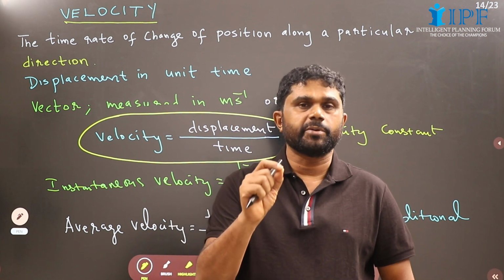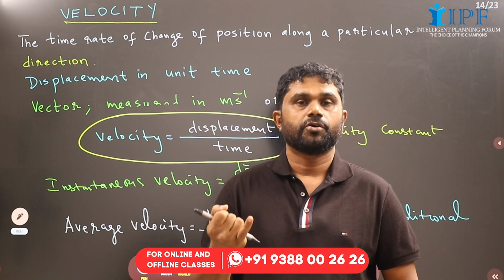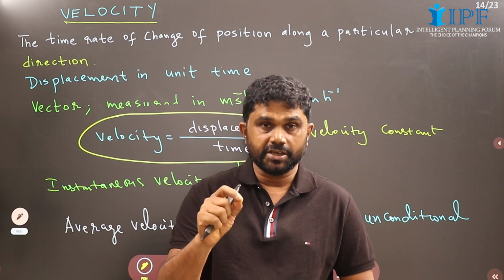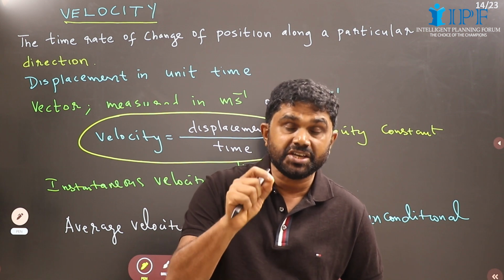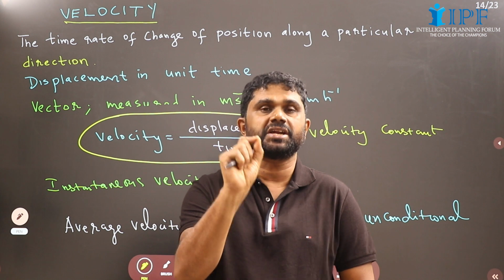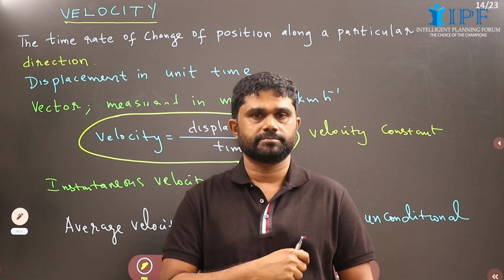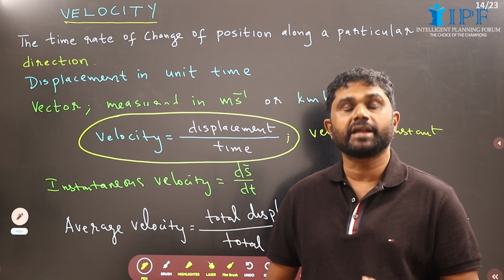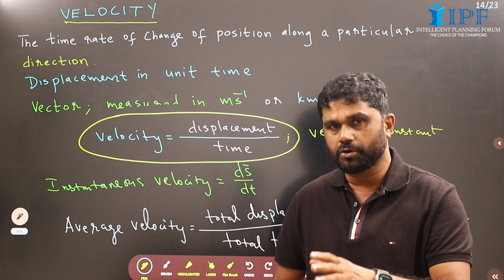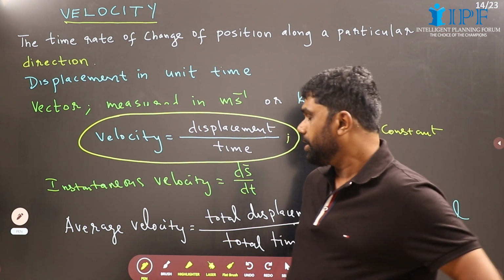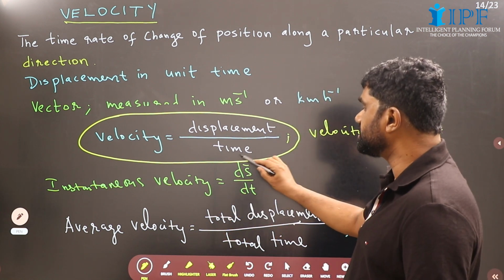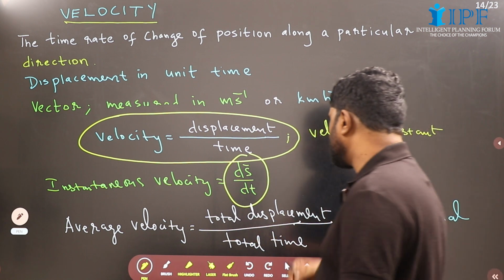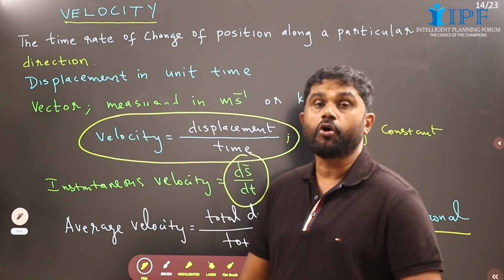When a body is moving with variable velocity, we speak of instantaneous velocity or average velocity. What is instantaneous velocity? When a body moves with variable velocity, it will have different velocities at different instants of time. So velocity at a given instant is called instantaneous velocity. And average velocity is always total displacement over total time. That formula, average velocity equals total displacement over total time, is unconditional. Instantaneous velocity is ds by dt, the differential of displacement with respect to time, and average velocity equals total displacement over total time. This is unconditional, always true.